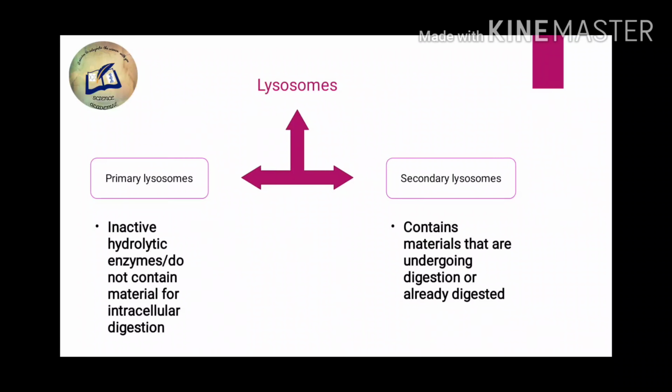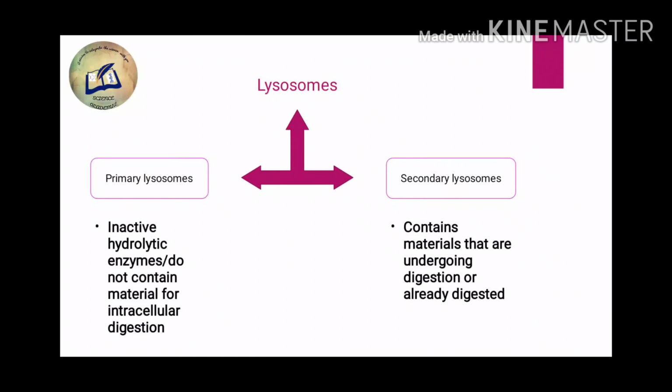So now let's read what is written here. Primary lysosomes contain inactive hydrolytic enzymes and do not contain any material for intracellular digestion. This material only means enzymes. Understood? And what about secondary lysosomes? They contain materials that are undergoing digestion or already digested. So these are the two forms, primary and secondary.